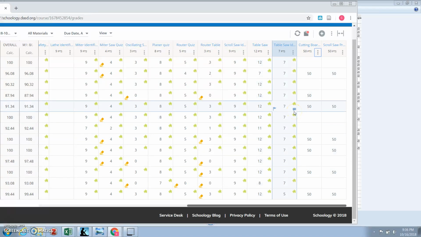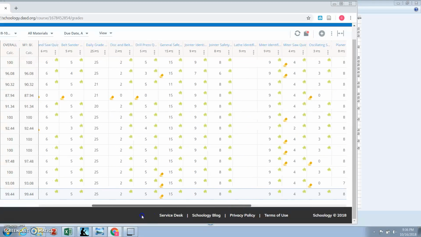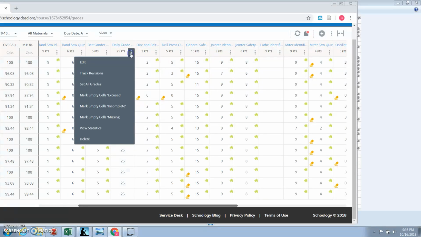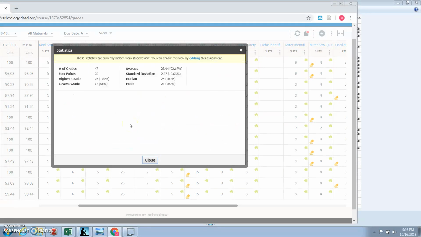But something that's really nice, so if I go over to, let's do the daily grade, because that's really what I'm going to be looking at a lot between this and the projects. If you do click on here, you can do a lot of different things. Track how many times you revised it. Most importantly, you can view some statistics.